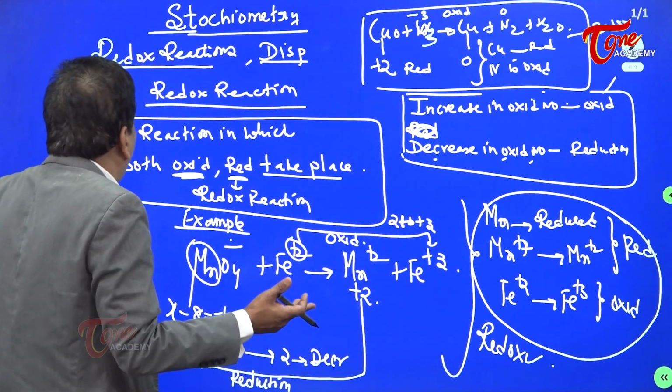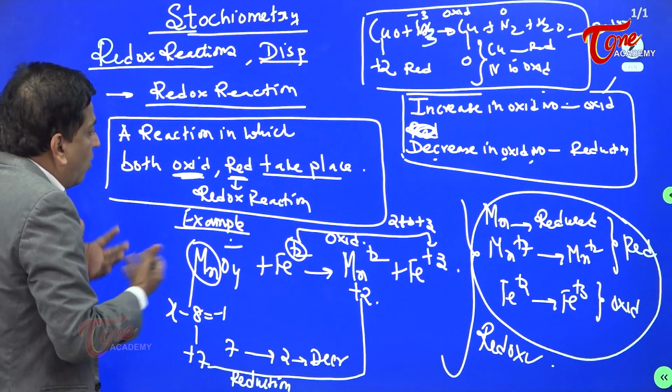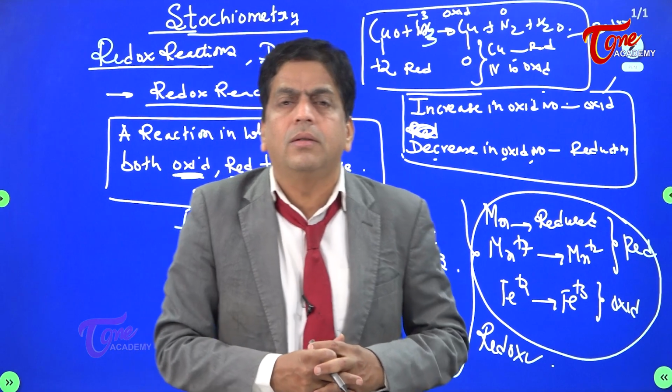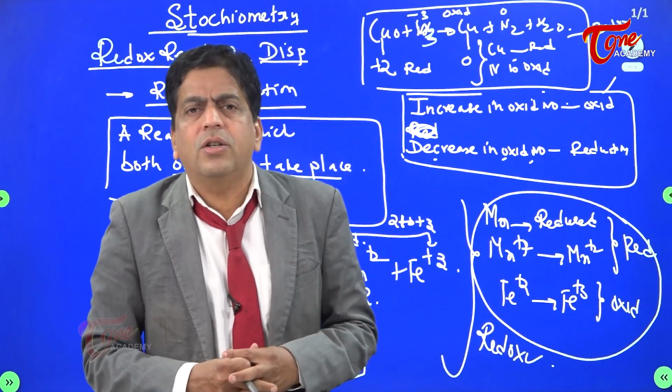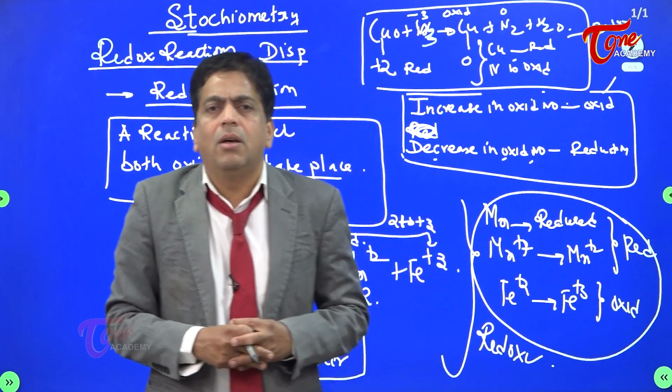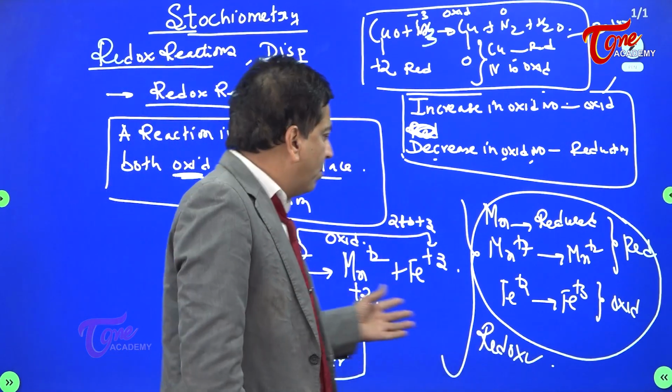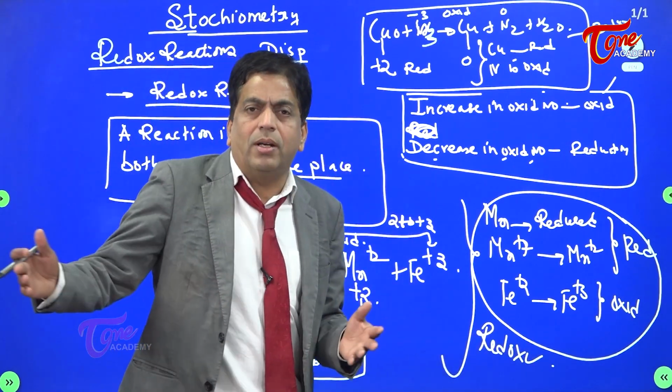Then we have our definition. Both oxidation and reduction must be taking place. That's called what? A redox reaction. Both oxidation and reduction should be taking place, right? Then such reactions are said to be what? Redox reactions. And the examples are these, and I can give you a number of reactions.